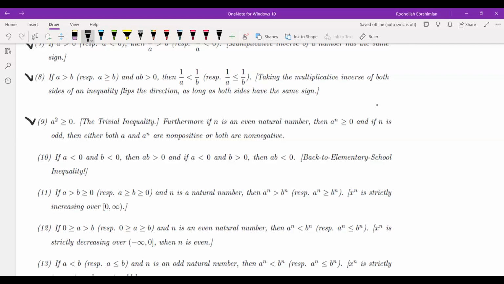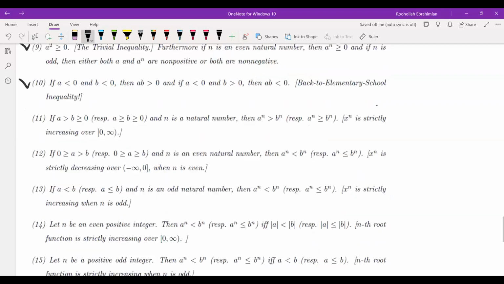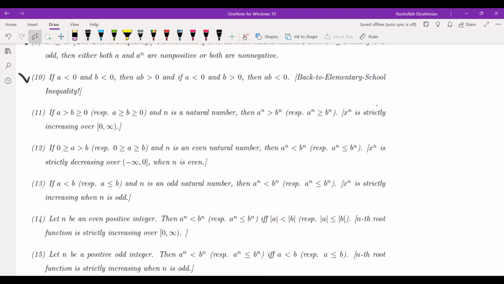Okay, next one is product of a negative number and another negative number is positive. So if A and B are negative, then AB is positive. So that's the next one. Next one tells us that if you have an inequality, you can raise both sides of the inequality to an exponent, to a natural number exponent.